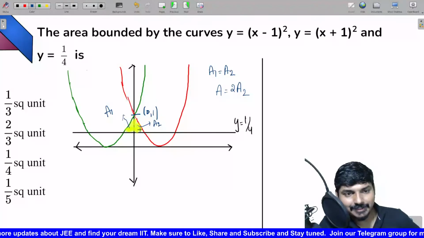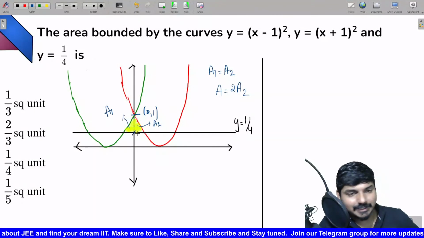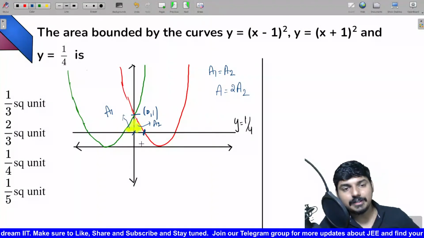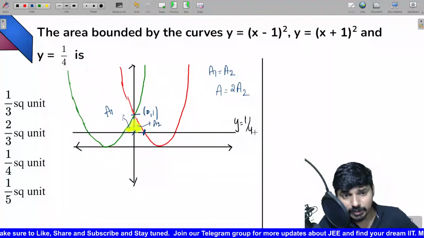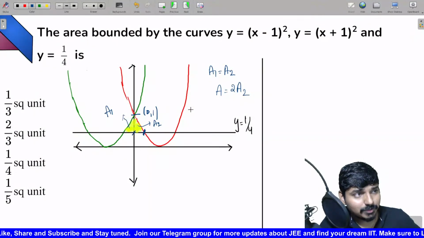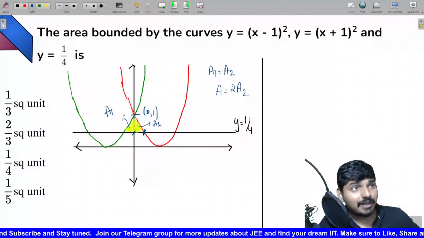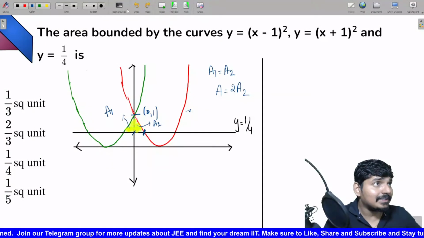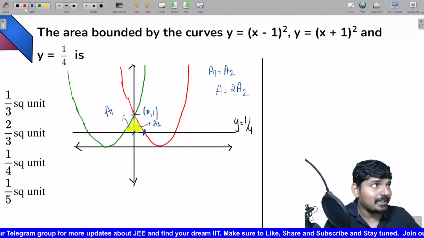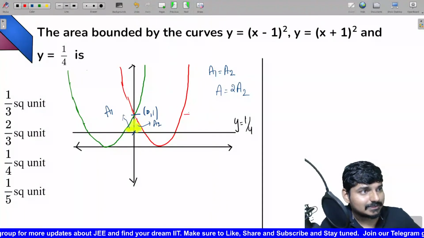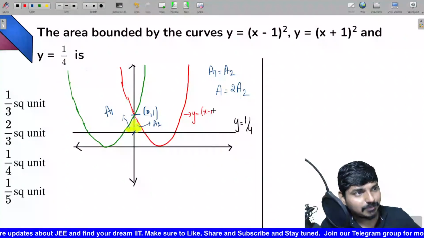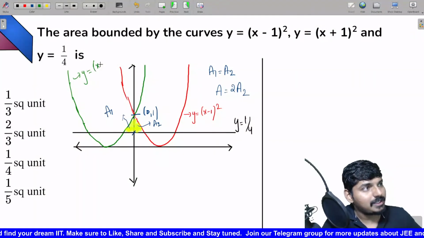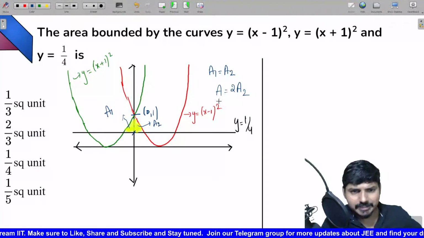To find the area A2, you already know the lower limit, which is x equal to 0. To find the upper limit, to find this particular point, it's a point of intersection of y equal to 1 by 4 and this parabola, which is given by the equation y equal to x minus 1 whole square, right, everyone? So we can say this is going to be the equation y equal to, here you can see, this is the equation of y equal to x minus 1 whole square. This is going to be the equation of y is equal to x plus 1 whole square. So it's pretty much clear for you, right?